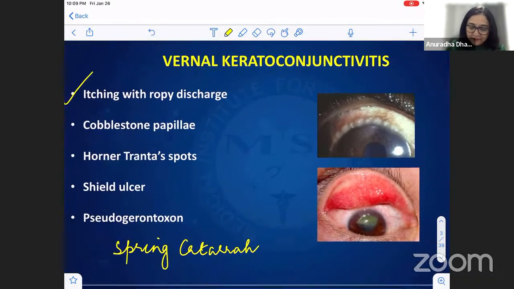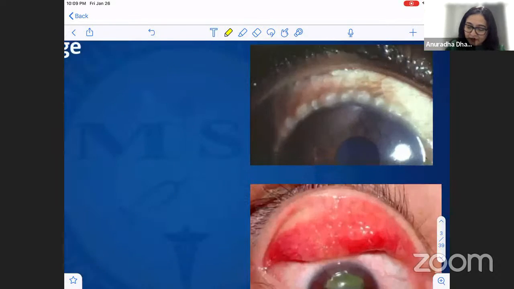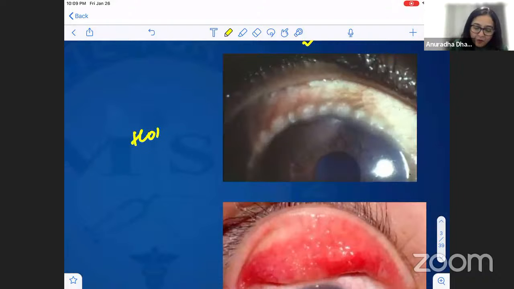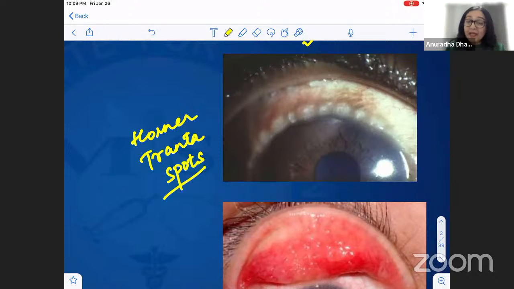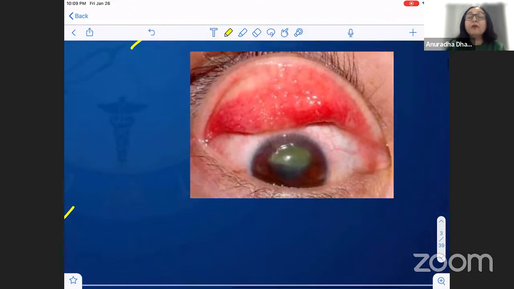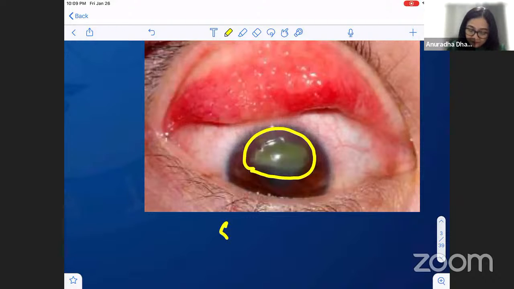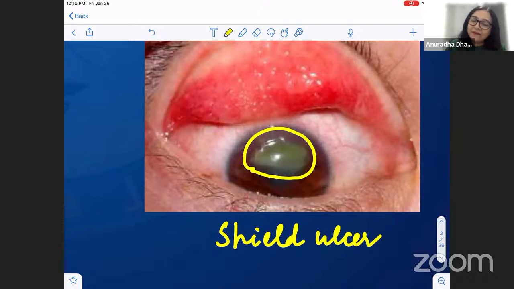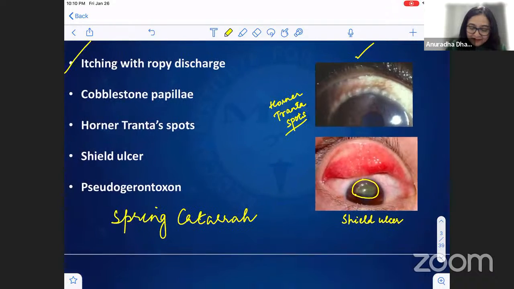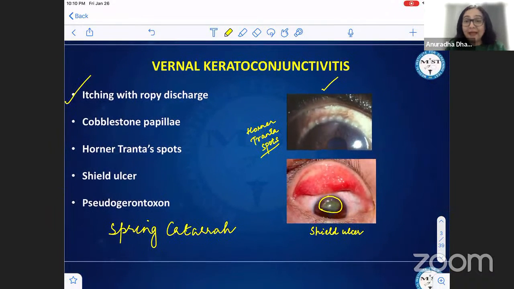When these papillae are present on the limbus, as you see in the image here, then we call them Horner-Trantas spots. So this is again a very specific sign associated with VKC. And sometimes there can be development of a corneal ulcer as a complication of VKC, which is known as shield ulcer because it kind of looks like a shield. So this is your shield ulcer, which is a complication of VKC. So all of us, I hope, have marked the right answer for this question in the exam, because this was a pretty straightforward question.